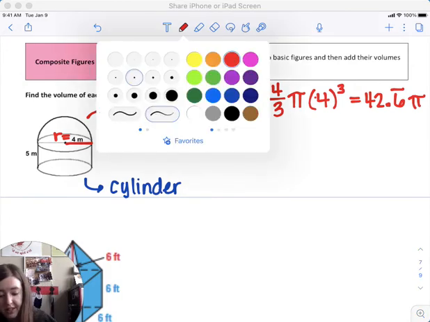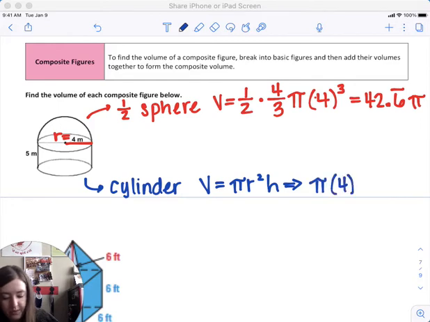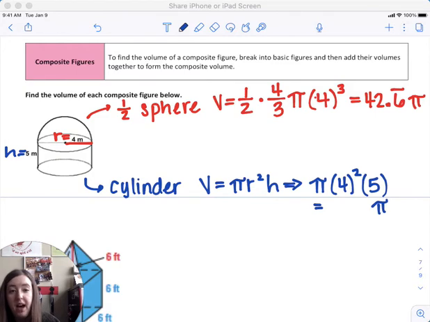Now for the cylinder, we find the volume of a cylinder by taking pi times the radius squared times the height. Our radius here is still 4. It'll be squared. And then the height, the distance between those two circles, is going to be 5. So when we put that into our calculator, everything except for the pi, we're going to end up with 80 pi when we take 4 squared times 5.